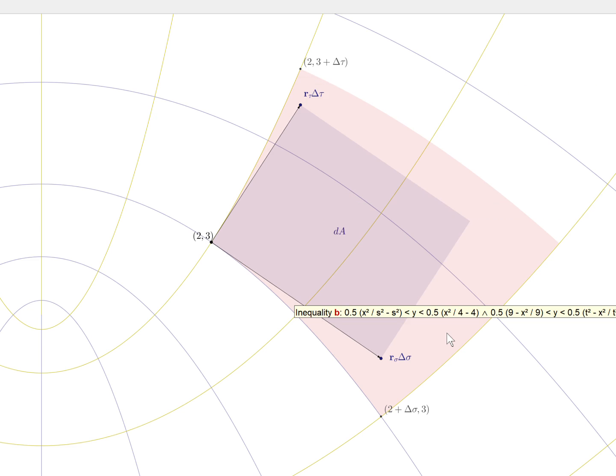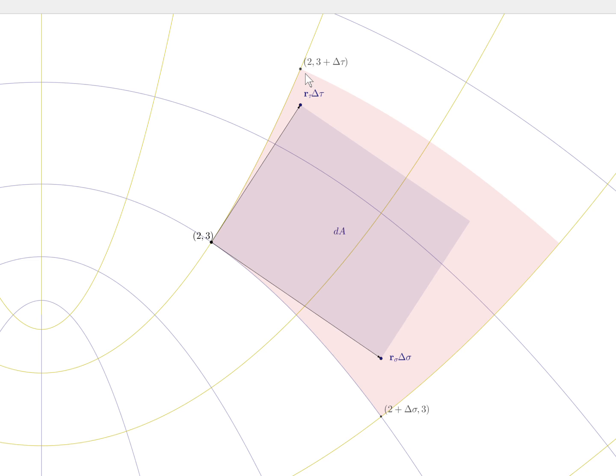Okay, so I've taken this r sub sigma delta sigma and this r sub tau delta tau, and now I have some sort of parallelogram. I like parallelograms, but as you can see, the parallelogram that I've measured is actually quite different from the actual shape that you get when you travel sigma and tau in this coordinate system.